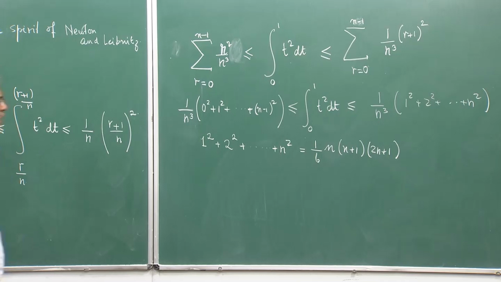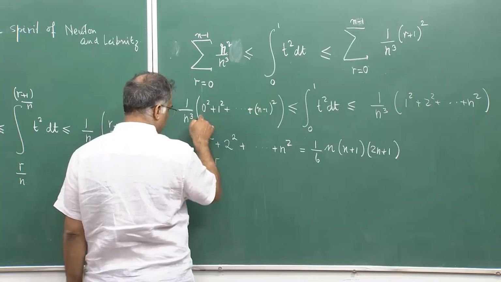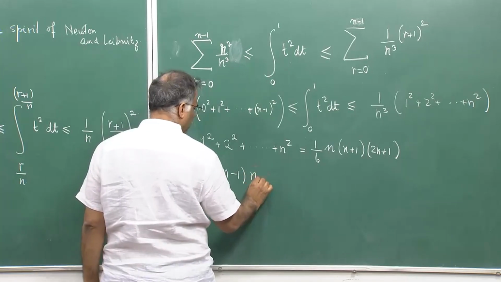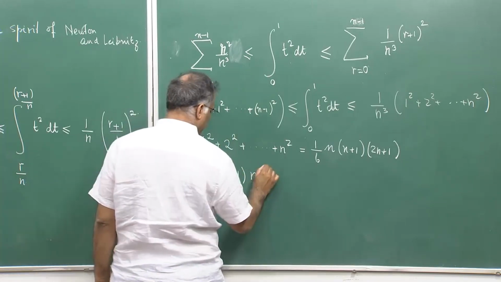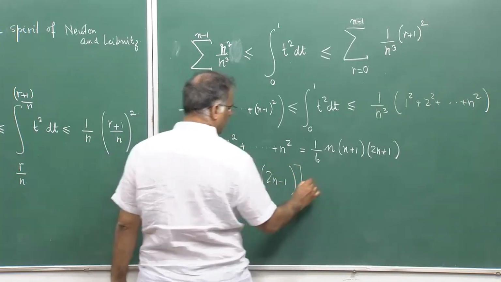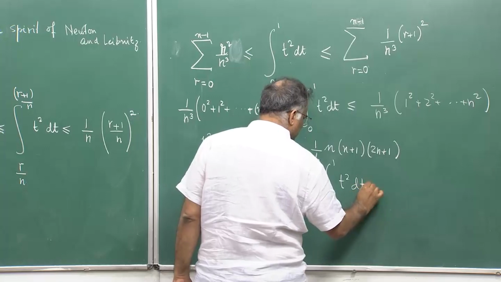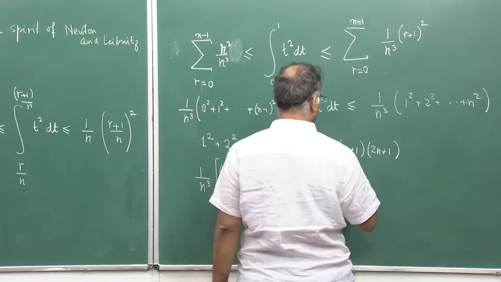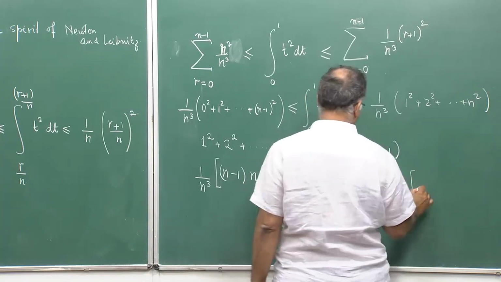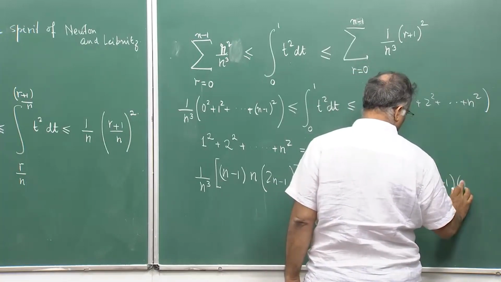So here if I write it down, for the left part, it will become 1/n cube into n minus 1 into n and 2n minus 1, and this is less than the integral, which is less than 1 by n cube into n into n plus 1 into 2n plus 1.